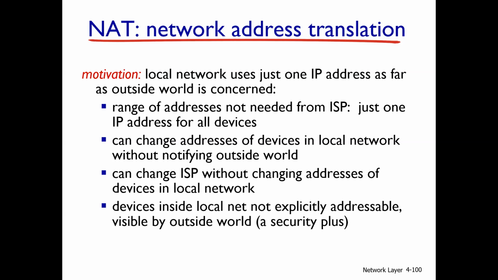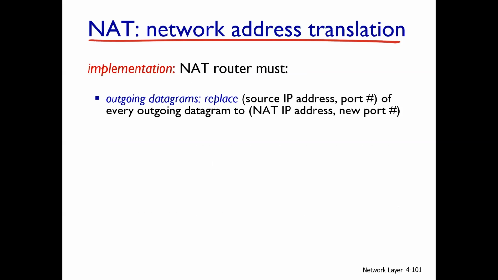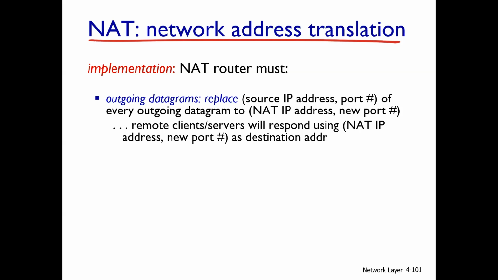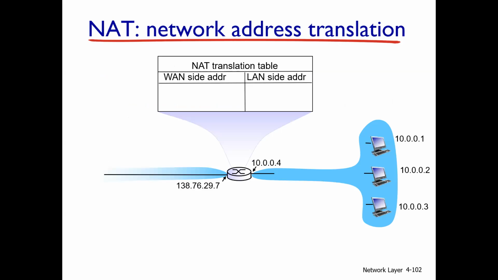So the devices inside the local network are not explicitly addressable, or they're not visible to the outside world, which is a security plus. Okay? And basically you have a NAT router which replaces these outgoing datagrams. So जो आपका source IP address है, port number है, इसको it replaces with a NAT IP address and a new port number, and it keeps a table, a network translation table.